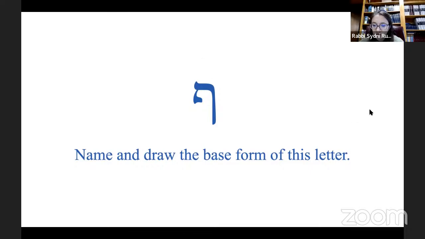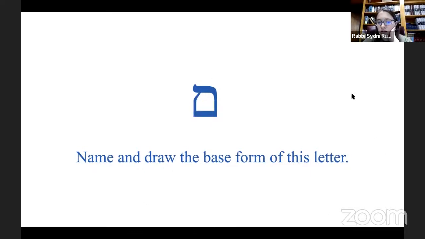Right. So, if we were to draw this letter, how it would appear in the middle of a word, it would look like that. If we were to type it out, it would look like that. So this is a Fey or Fey-Sofit.